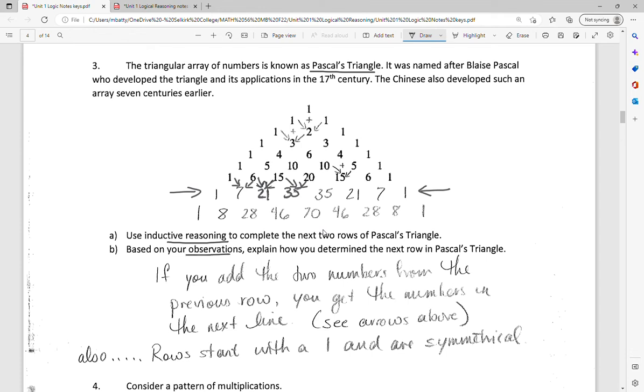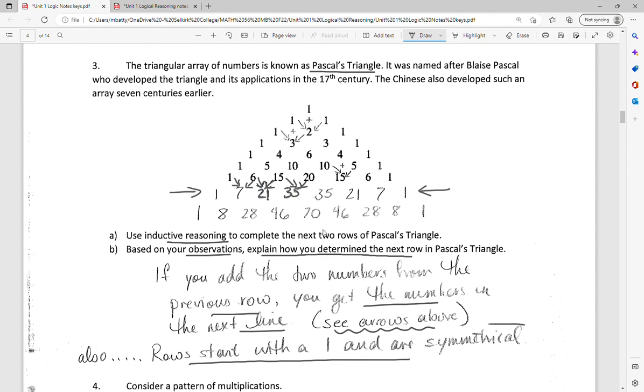So based on my observations and this process of completing the next two lines, I'm asking you to explain in words how you figured out the next rows. So basically what I said, and these are my words, your words might be different, the rows start and end with a 1. And as I add the two numbers from the previous row, you get the numbers in the next line. So see the arrows above, right?